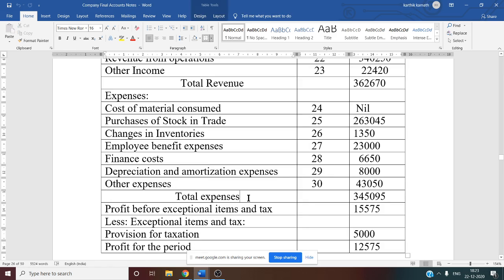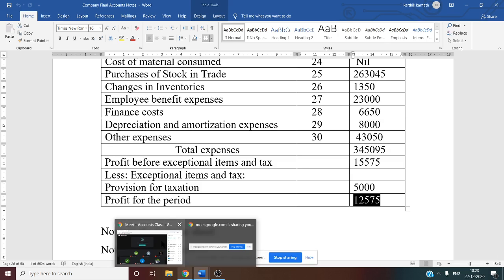If you do, you will get profit prior to exceptional item and tax. From that you have to deduct exceptional item and taxes. Only one information, provision for taxation. Final answer we got, that is profit for the period, that is 12,575. So the recorded video of yesterday's class you can also refer. See this. This information, final profit for the period, you have to show in working note number 2. Working note number 2 under profit and loss account, you have to show this information.